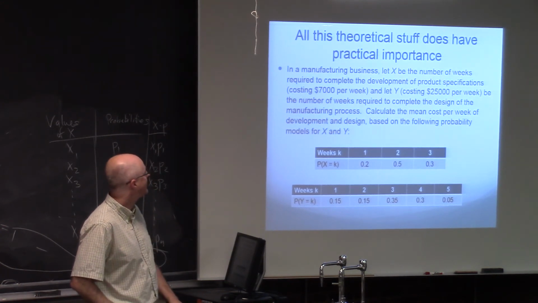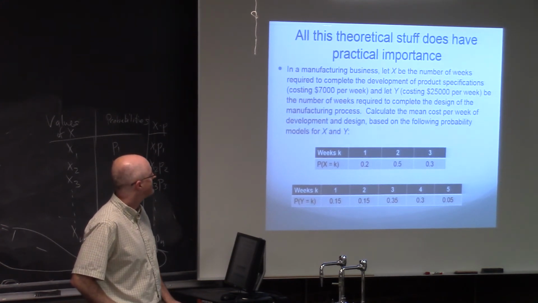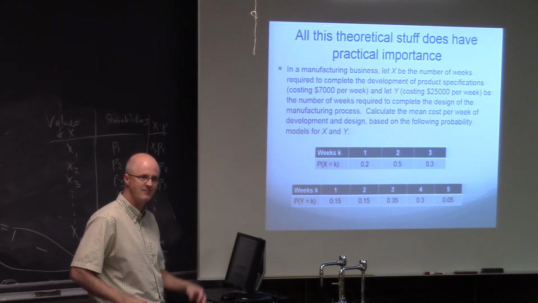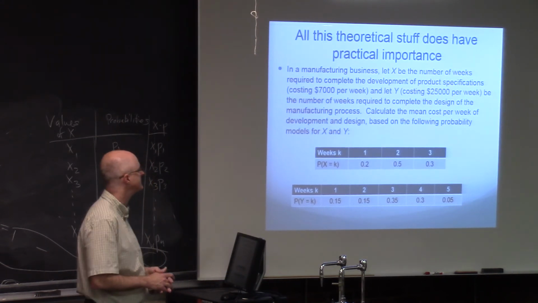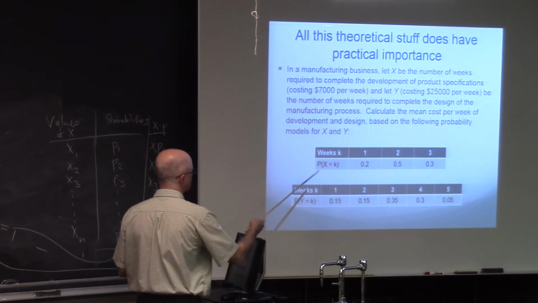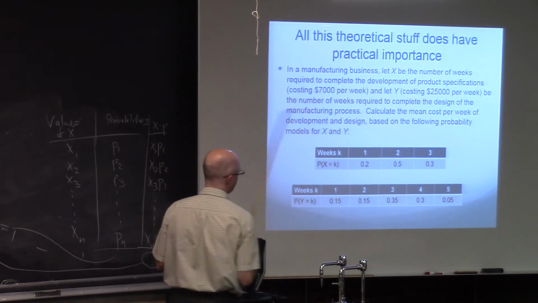And Y, the number of weeks to complete the design of the manufacturing process, is 1, 2, 3, 4, or 5 weeks. It never takes longer than 5 weeks, okay? Just for the sake of simplicity, we're making these kinds of assumptions. And these are probability models. For example, the probability that X will equal 3 is 0.3.